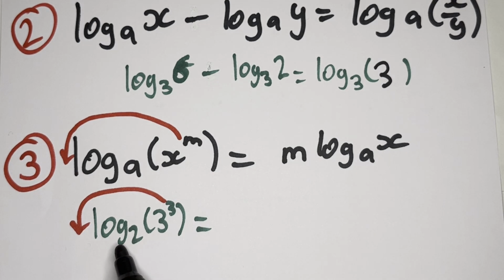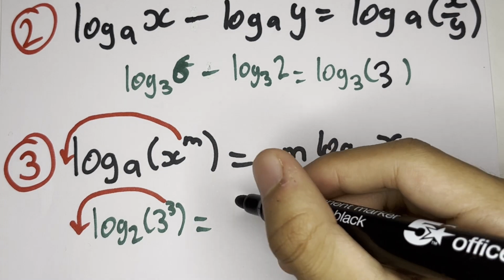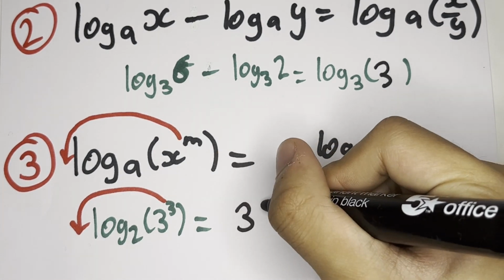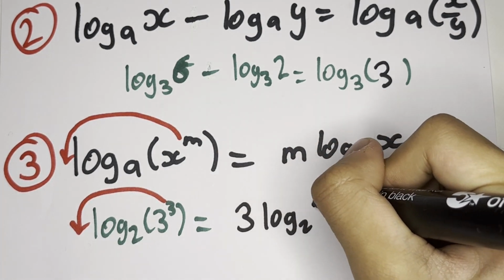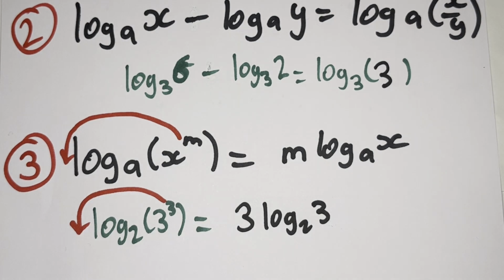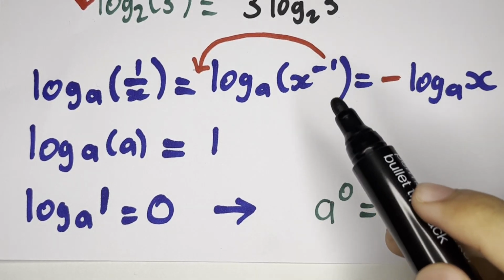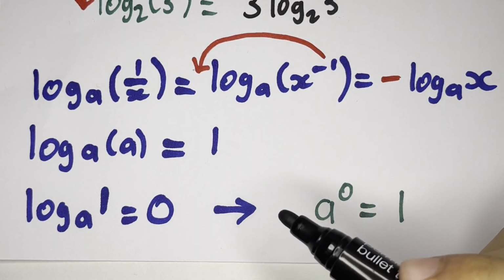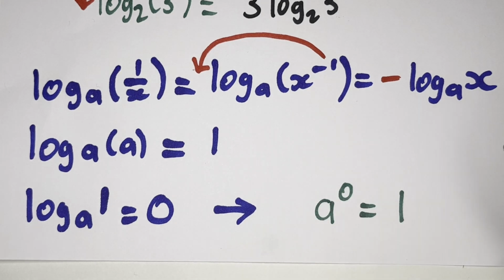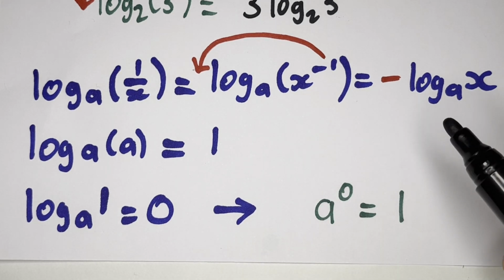In this example, log 2 of 3 cubed would mean you bring the 3 to the front, giving you 3 times log base 2 of 3. Now, aside from those three main laws, here are three other things which are more like special cases that would be very useful for you to remember.